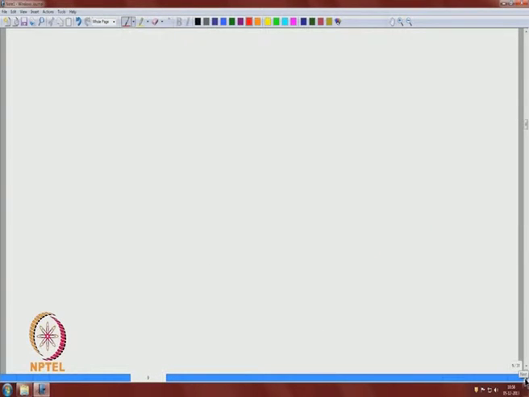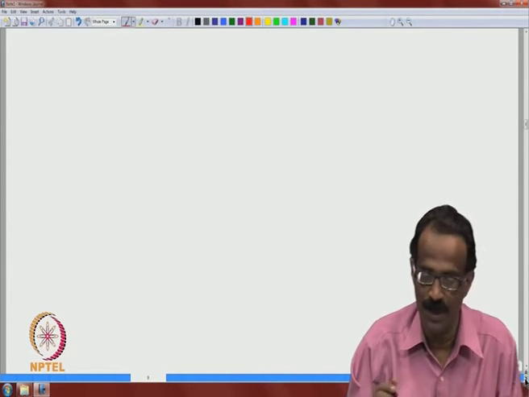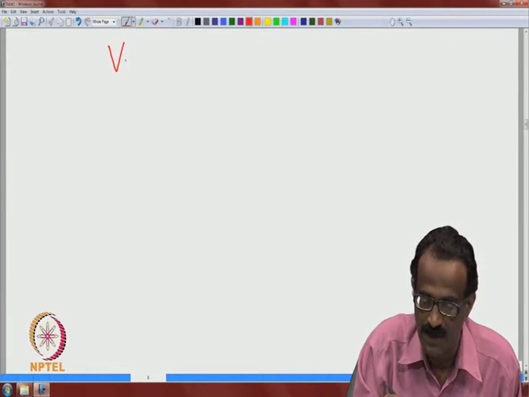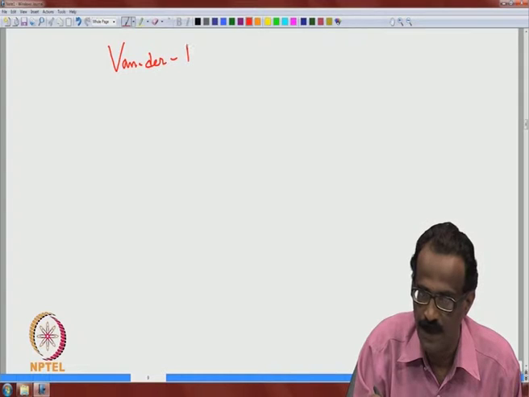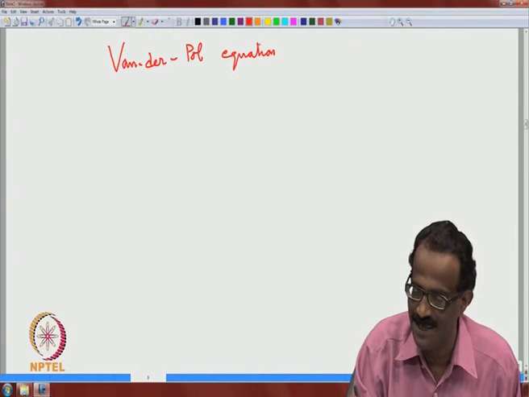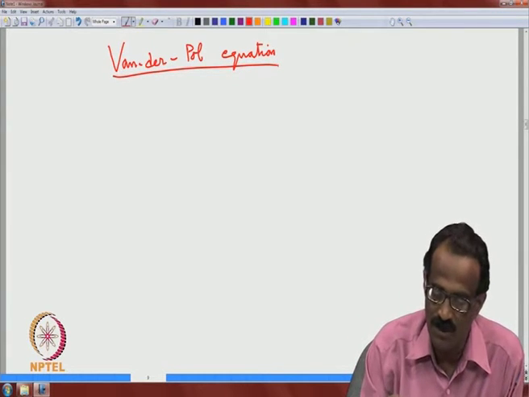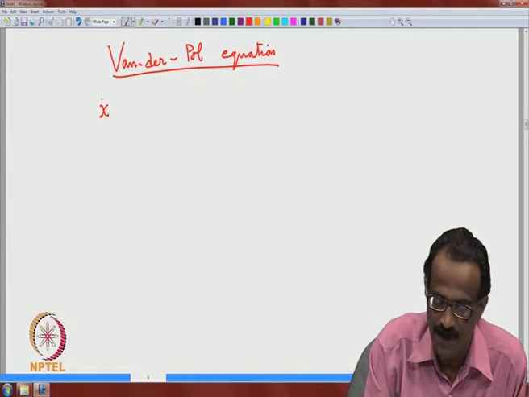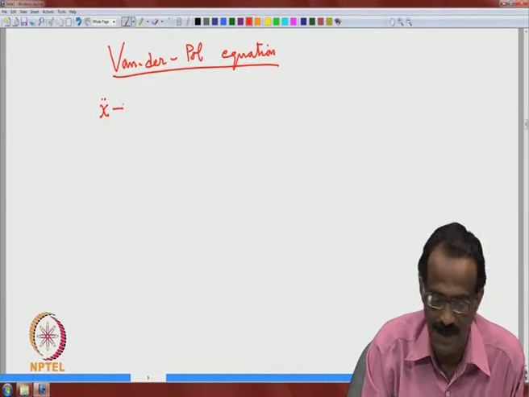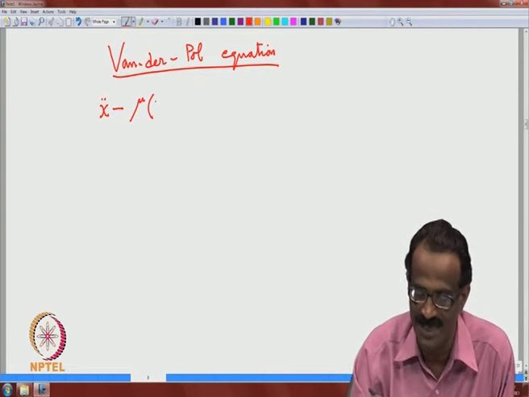All right. So another model which you may see is called the van der Pol equation. These are all oscillatory equations. Earlier it was an electromechanical model. This is also an interesting model, coming from electrical circuits. Again, you can call it an oscillator.